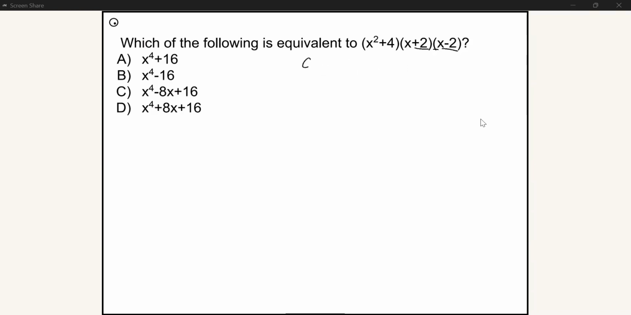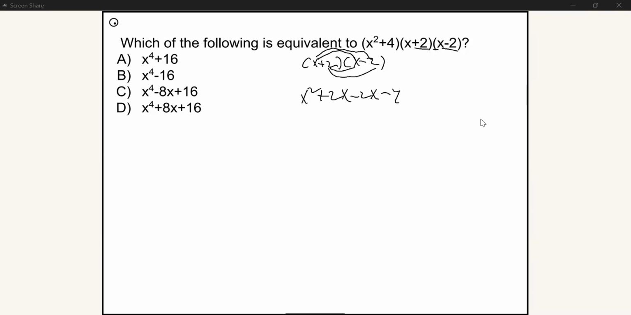So you'll have x plus 2 times x minus 2. So do this times this and this times this. So x times x gets you x squared. 2 times x gets you 2x. X times negative 2 gets you the negative 2x. And 2 times negative 2 gets you negative 4.